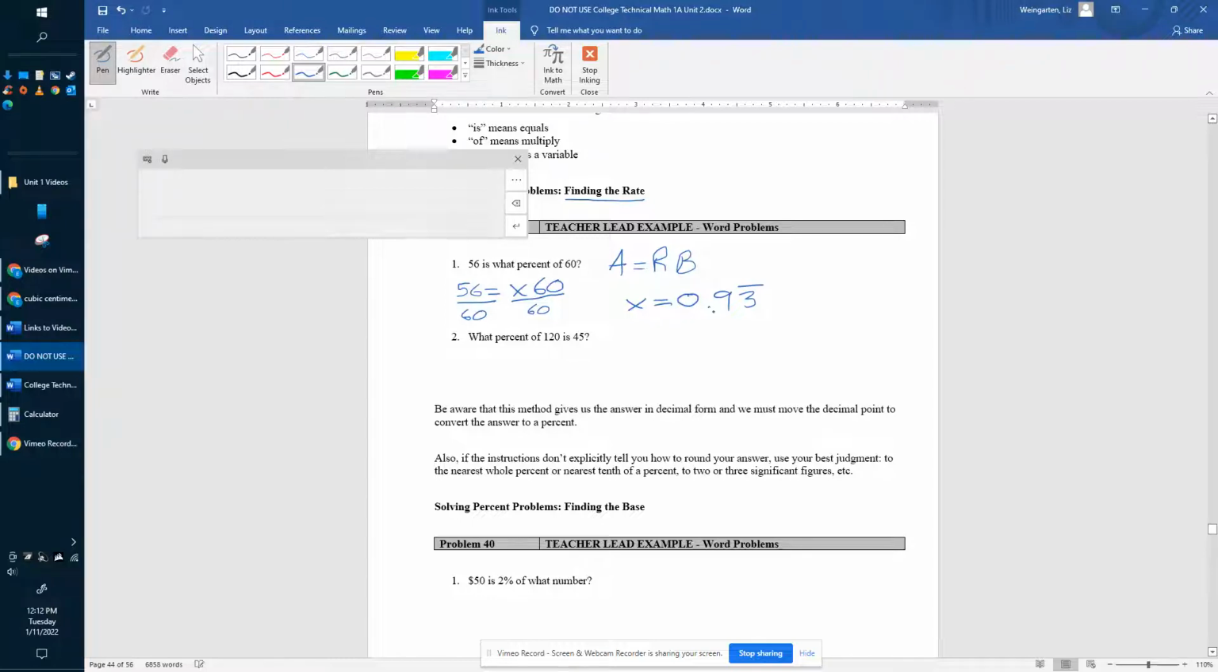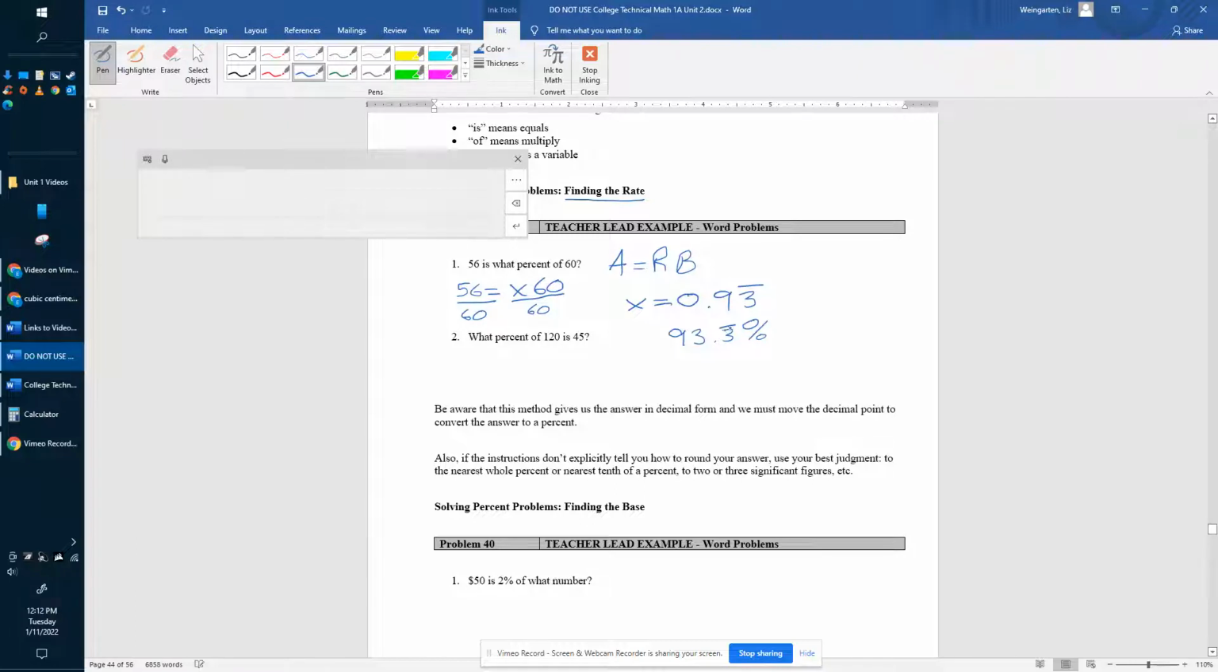What percent is that? We'll have to move the decimal place twice, and we get 93.3 repeating percent. What is 0.3 repeating? Do you remember how to figure it out?